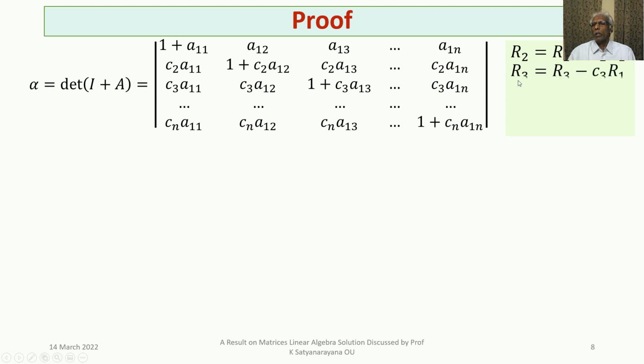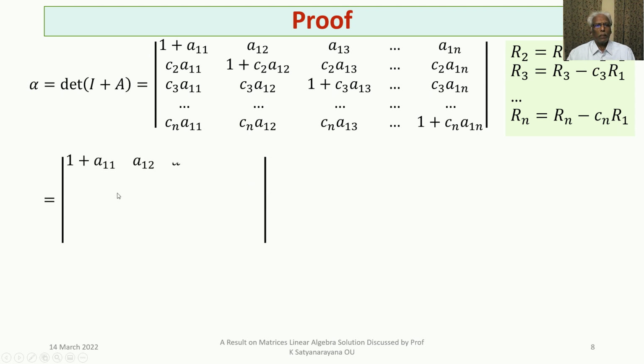Like that, from the third row subtract C3 times R1, etc. For the nth row, subtract Cn times R1. If you do it, let's see: 1 plus A11, A12, A13, etc., A1n, and C2 times of this is minus C2 minus C2 A11. So this will cancel. And minus C2 A12, this will cancel and 1 will remain. And minus C2 A13, this will be 0. Minus C2 A1n, this will be 0.